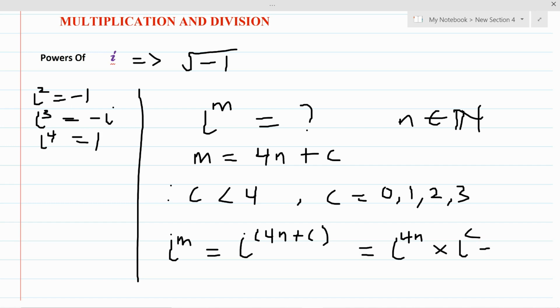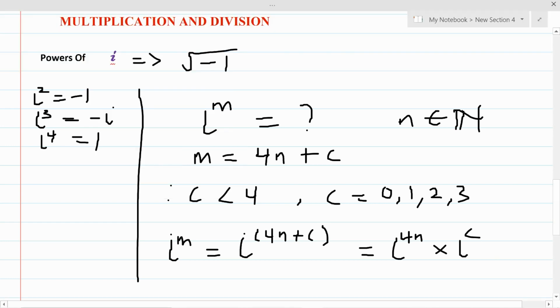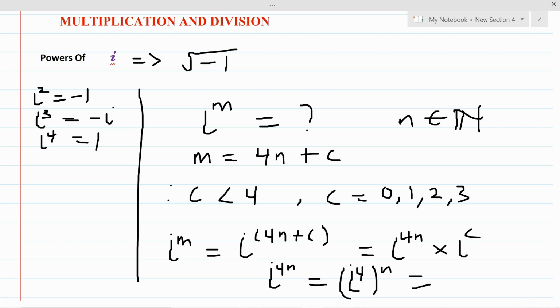But from indices, the same i to the power 4n, let's check something, can be written as i to the power 4, all to the power n, where i to the power 4 that we know is what? 1. So it becomes 1 to the power n, and that will give me 1. So actually the whole of this will give me i to the power c, where our c belongs to either one of these.